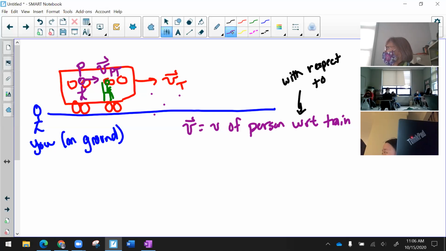Now, with respect to, what can't you read, Dagny? What can't you read? Oh, no. Oh, okay. It looked like you were squinting.